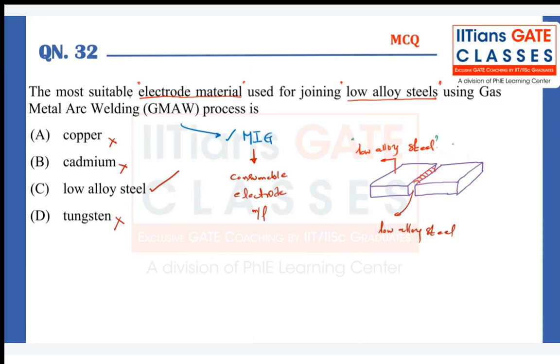Now here, your welding wire, your welding rod, filler material will be the low alloy steel. I hope you understand, guys. This is your filler material or electrode. Now your answer is C. Right, guys. Now let us move to the next question.